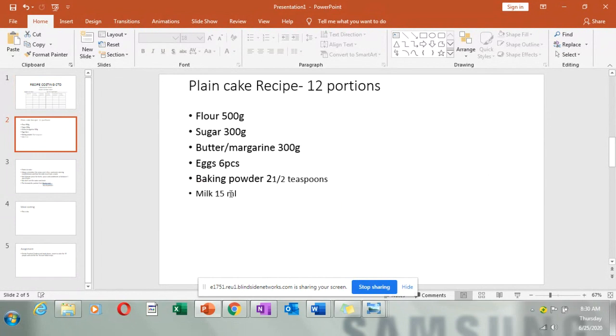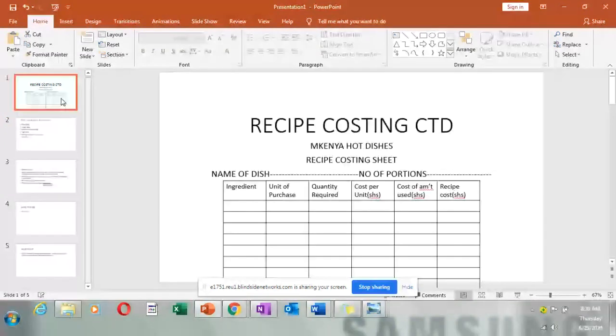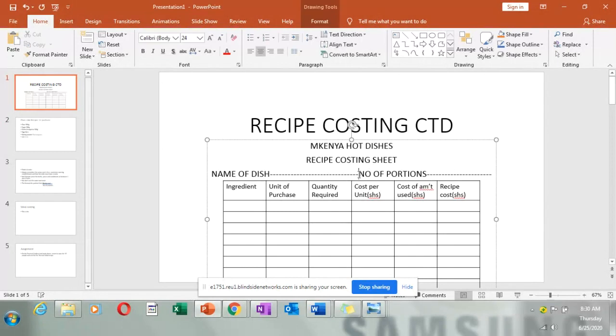Okay, so now if you're told to cost for those 12 people, of course you will go back to this and have it right here.